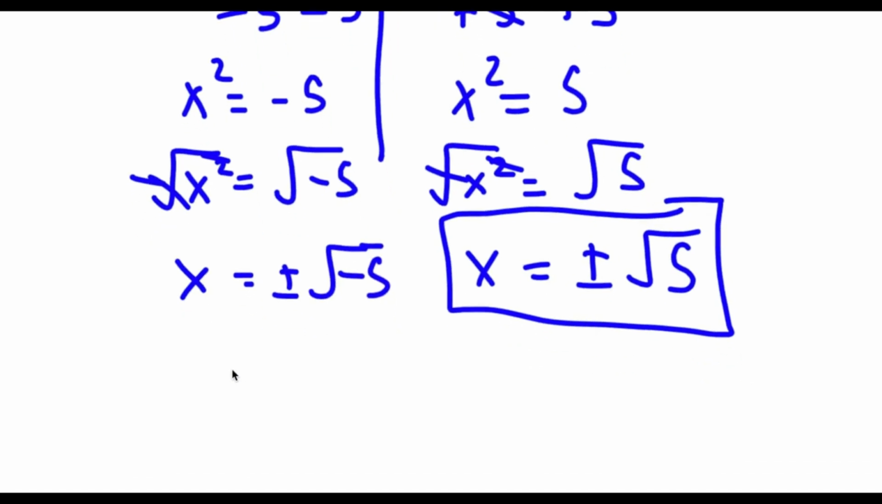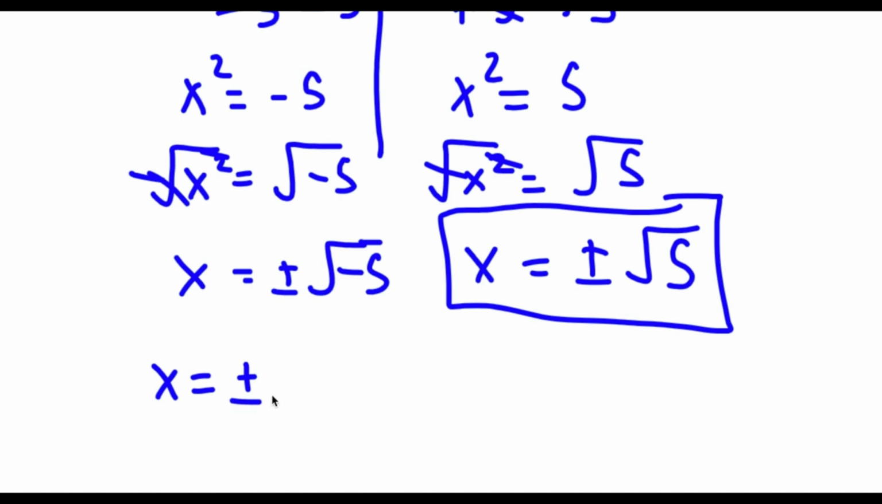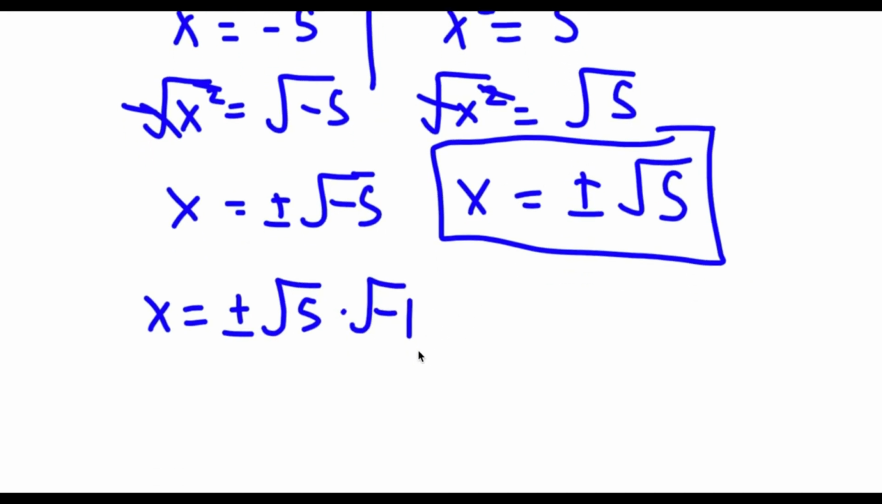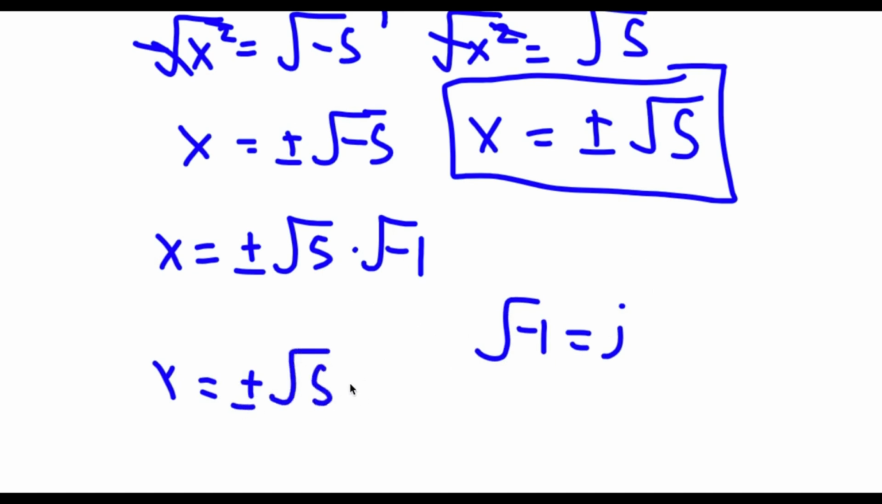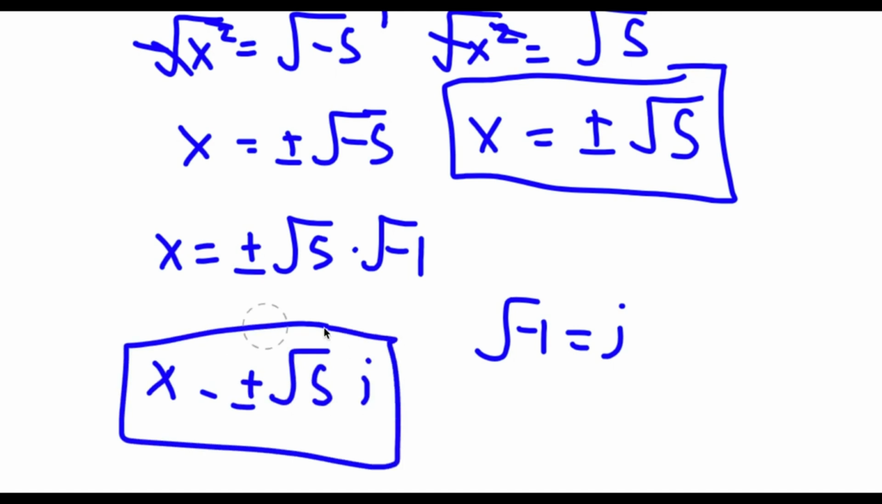However, the square root of negative 5, this is the same thing as the square root of 5 times the square root of negative 1. And if you guys didn't already know, the square root of negative 1 is equal to the imaginary number i. So x is equal to positive or negative square root of 5i. So these are my 4 solutions to this problem.